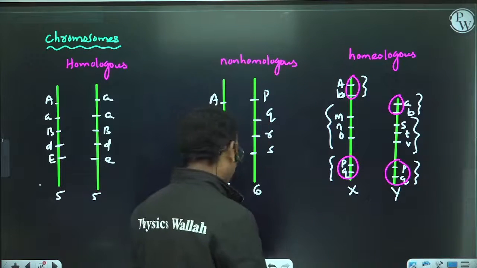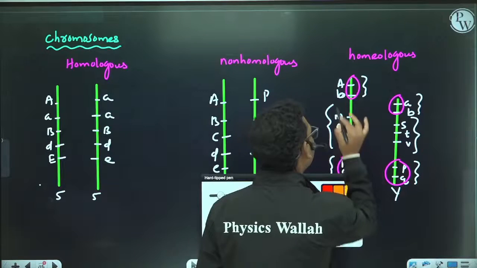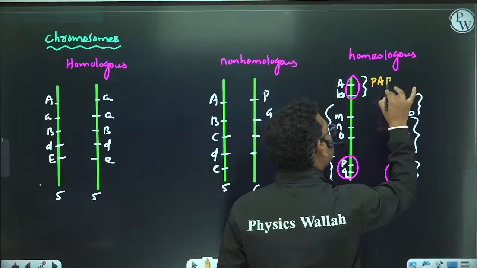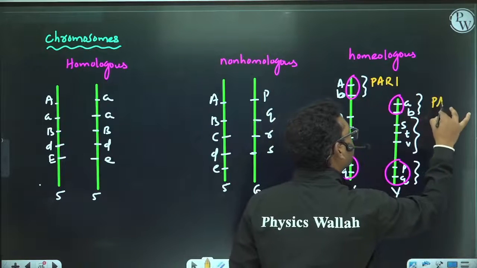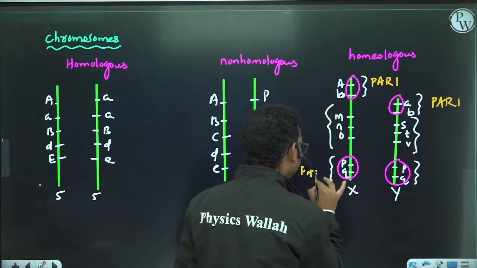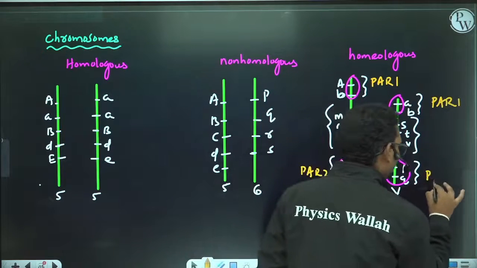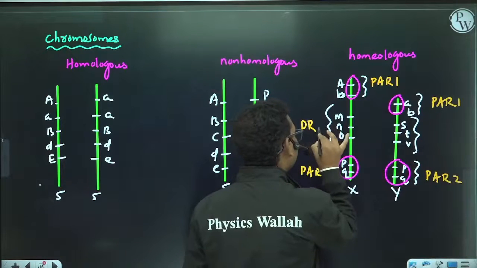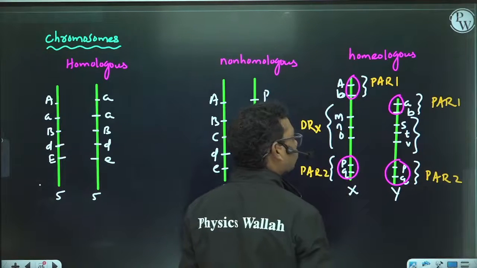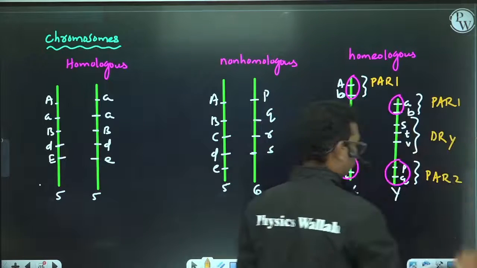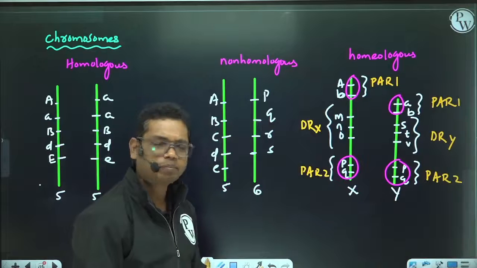That is what I'm going to write here now. This is pseudo autosomal region 1. This is pseudo autosomal region 2. This is differential region of chromosome X. This is differential region of chromosome Y.